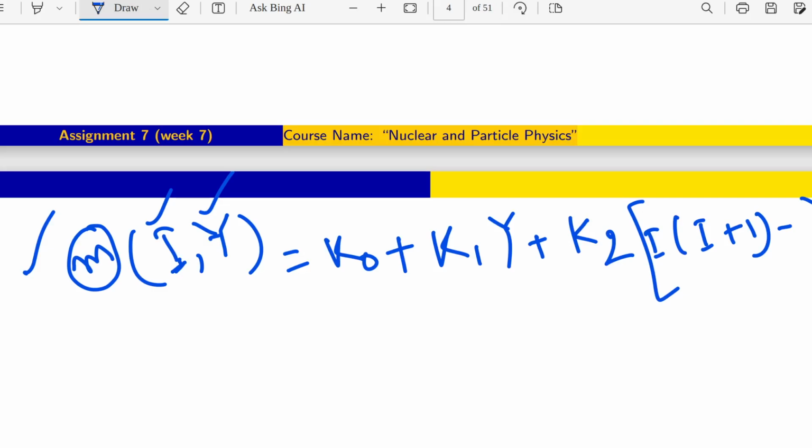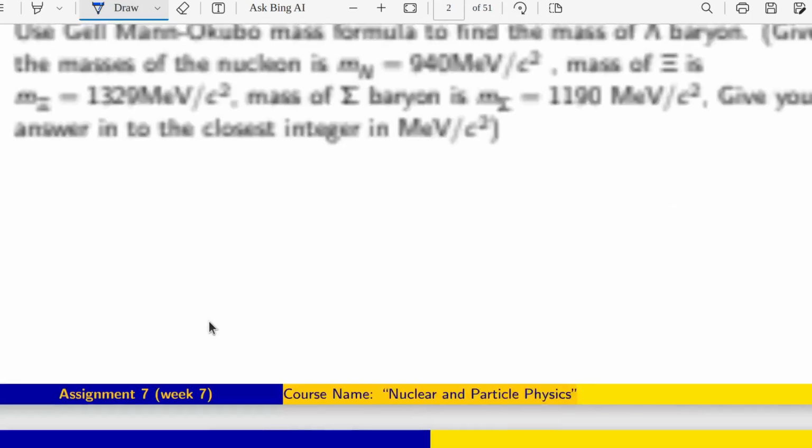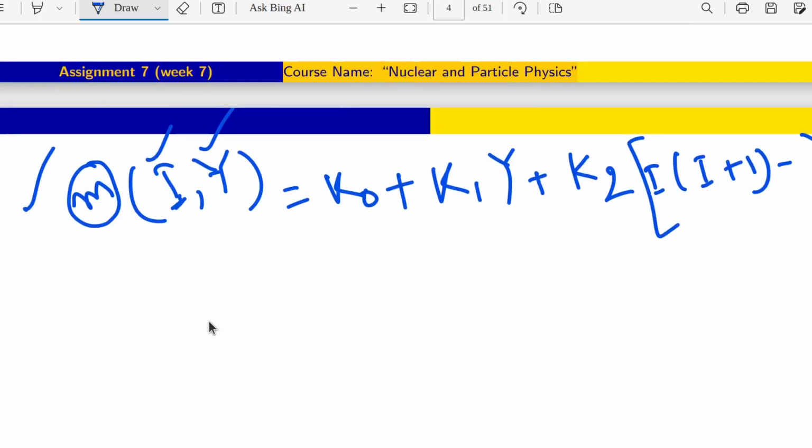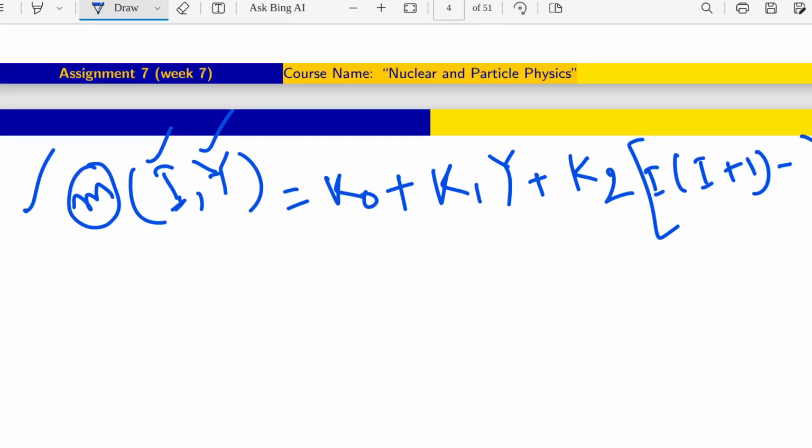So if I write this formula and put in these values, you can see Mn, M xi and M sigma. Sir has already derived one expression for these three, and we are just going to write this one. But if you want, I can also derive that formula. Let me first write that one and reproduce the answer, and after that, if you have any problem with the derivation of this expression, then I will derive that one also.